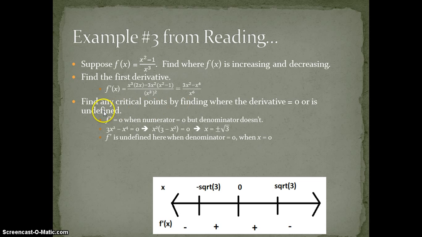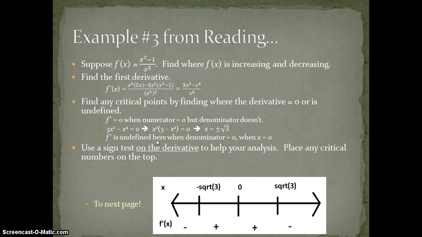We want to find any critical points by finding where the derivative is 0 or is undefined. So f prime is equal to 0 when the numerator is 0 but denominator is not. That would be when x is equal to plus or minus root 3. F prime is undefined when denominator is equal to 0. In this case, when x is equal to 0, it just so happens that the numerator is equal to 0 there as well. It's still going to be a critical point.